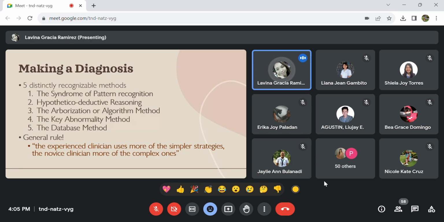So we have five here. We have the syndrome of pattern recognition. We have also the hypothetico-deductive reasoning. We have the arborization or algorithm method. The fourth one is the key abnormality method, and of course, the database method. So we have individual discussions of these recognizable methods.